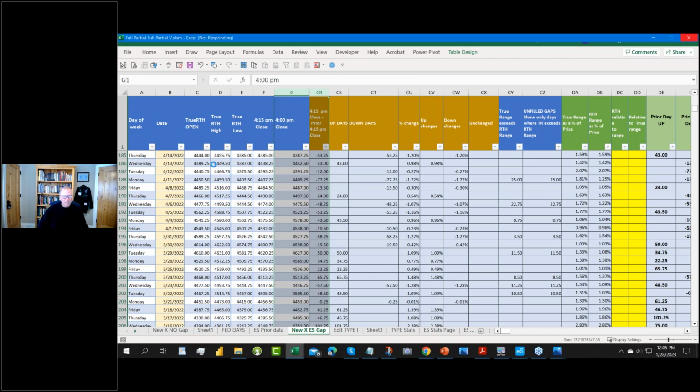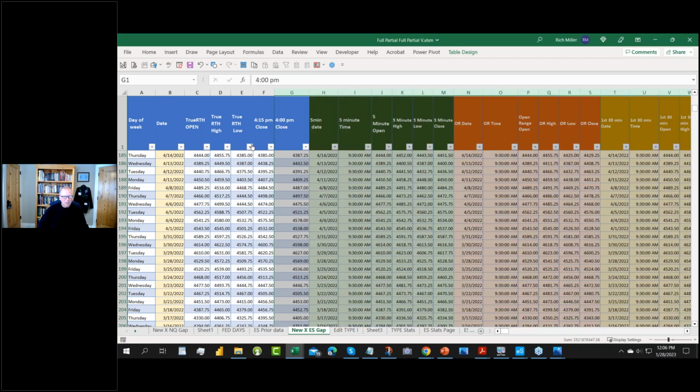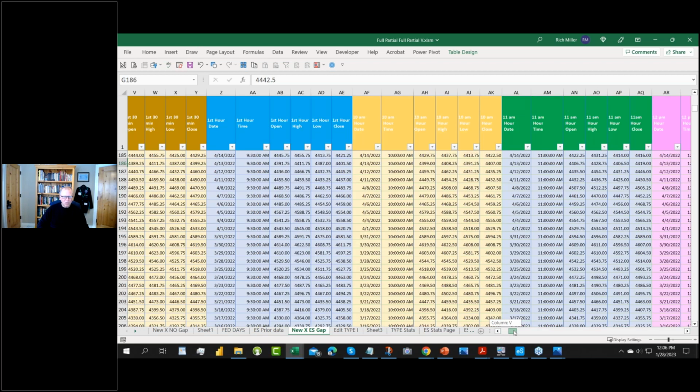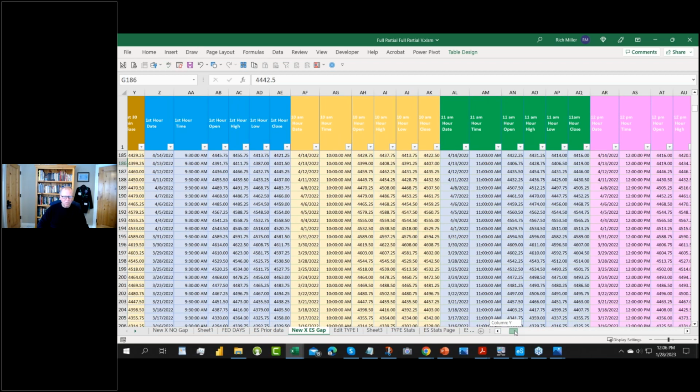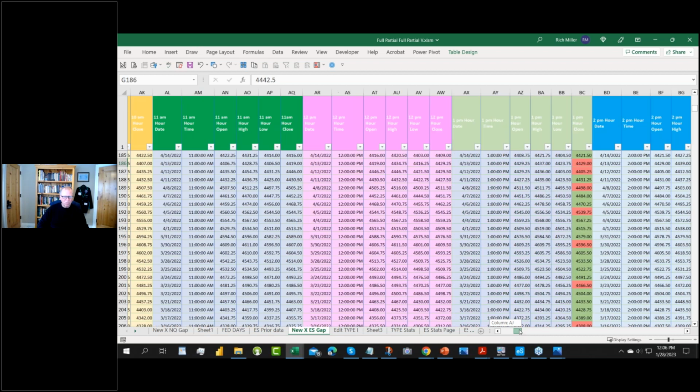So this is the daily range data right here. The true open, which I mark on my own stuff. Come on, it's taking a while to open this up here. There you go. And then I look at the 4:15 close. Of course, I keep track of the 4 o'clock settlement. And then I look at the 5-minute range of every day. I look at the first 25 minutes. I look at the first half hour, the first hour, and then every hour thereafter, all the data in there.